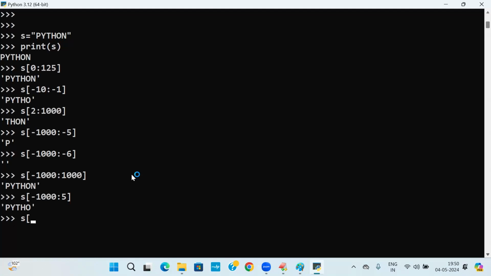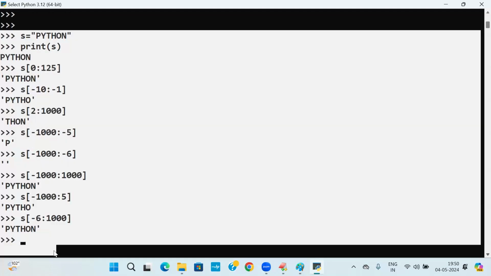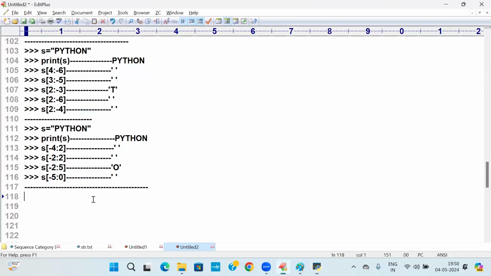S of what? S of -6 colon 1000. Simple. Where are you standing? -6. Ending. So much place, but it takes what? -6 to 5 only. So output is Python. Easy or difficult? Easy. So this is what level?